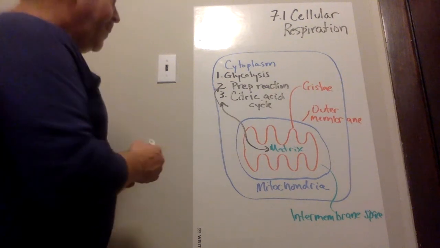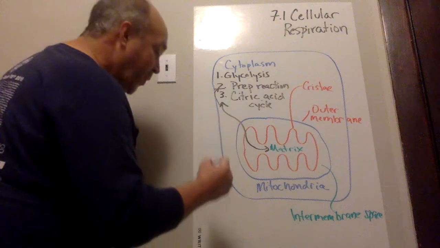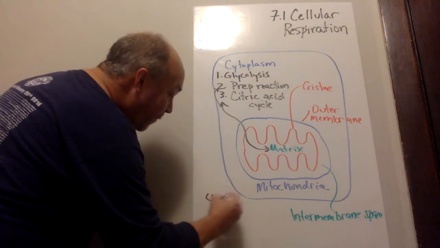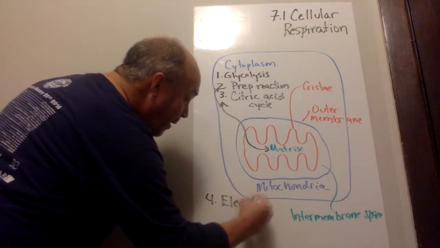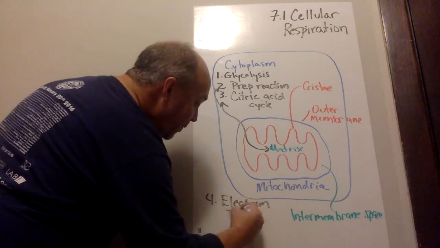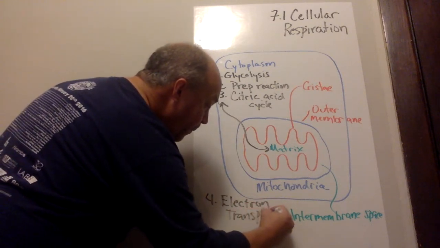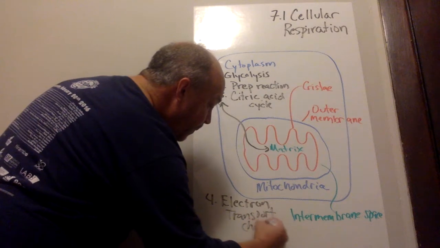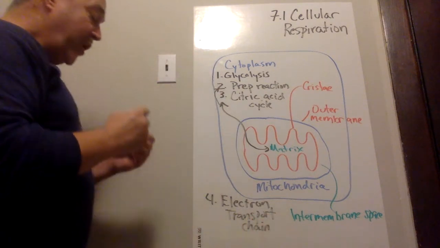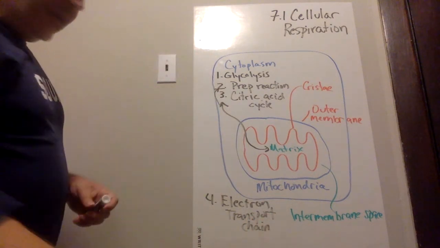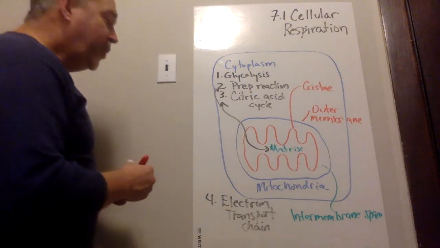Now our fourth step is called the electron transport chain. So step 4 is the electron transport chain. And the electron transport chain is going to take place along the cristae.